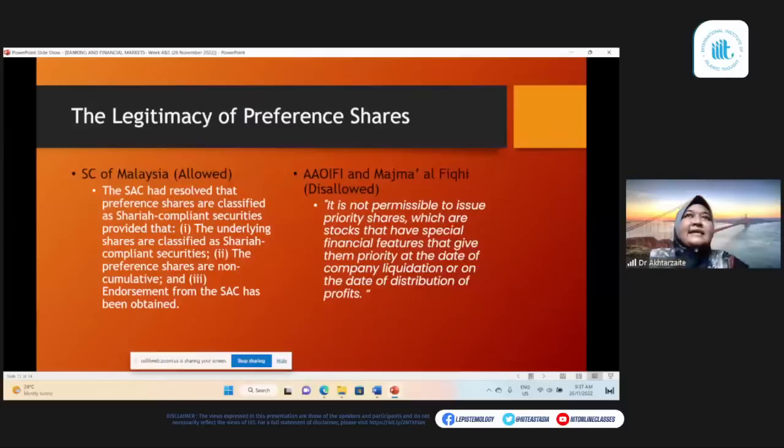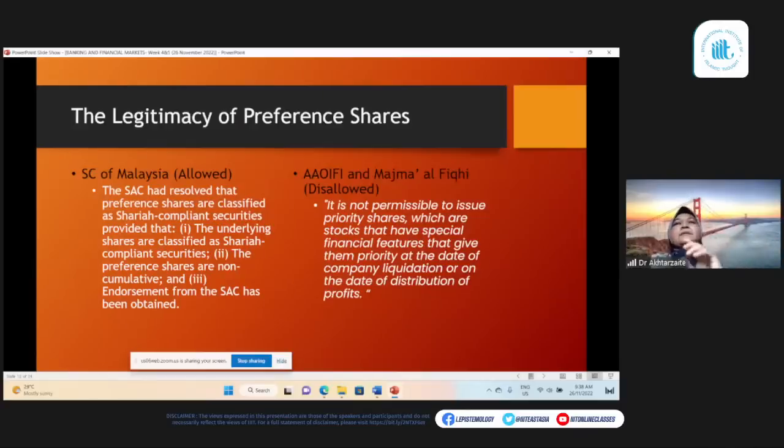But on the other hand, the majority of scholars, the GCC countries, for example IOFI in Bahrain and the Majma' Fiqhi Islamic Academy in Jeddah, all of them issued rulings saying that preference shares are not permissible because they violate the rules of musyarakah. Under the musyarakah, you share the same profit and the same loss. We cannot give more preference to some of the musyarikin while another musyarik gets less. They must be treated equally.